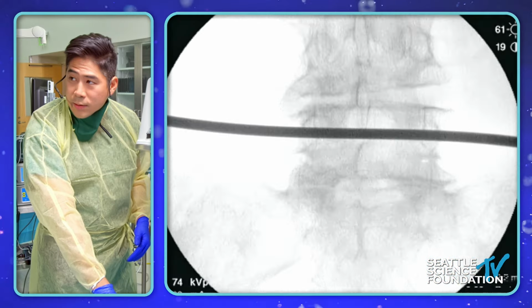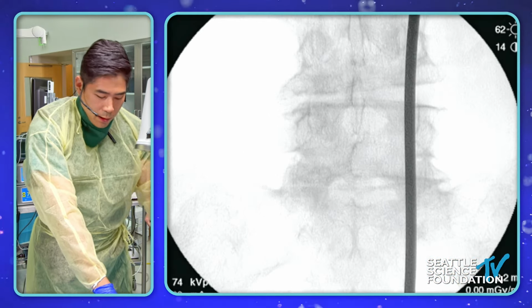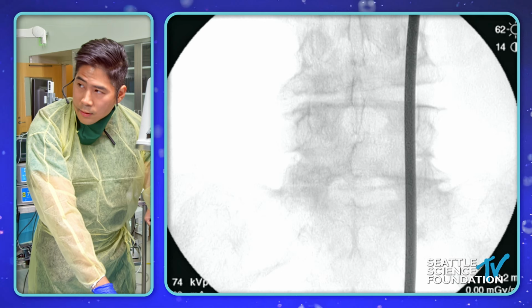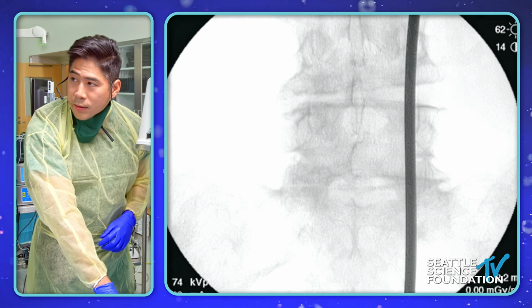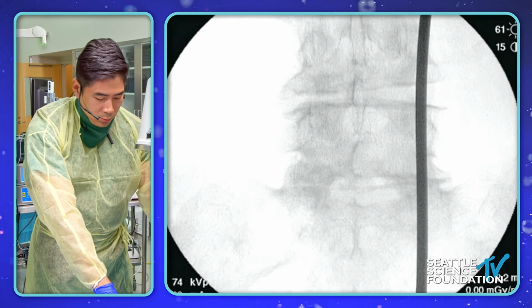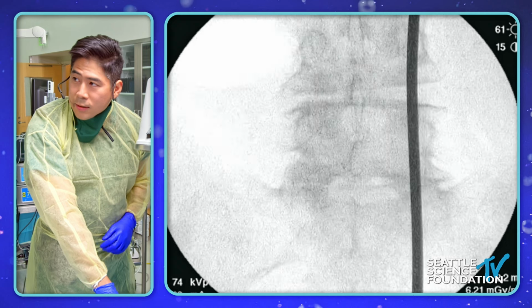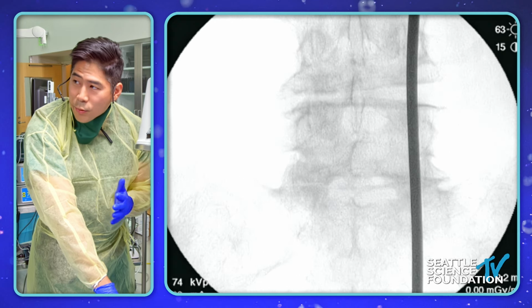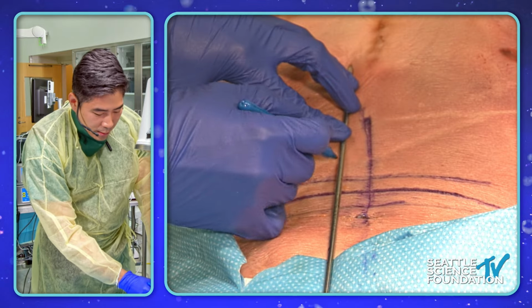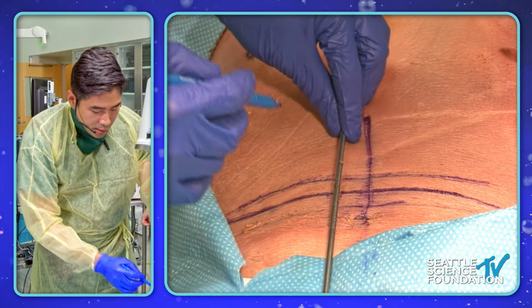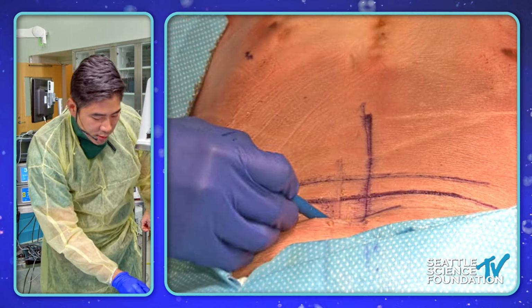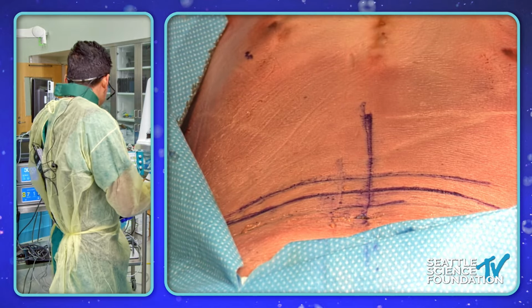Let's take a shot here. Oh, can you, oh, that's fine. Take a shot there. And that's to the medial border slash mid-pedicle of the L4-5 pedicle. Now, where these lines intersect, do you have another pen?